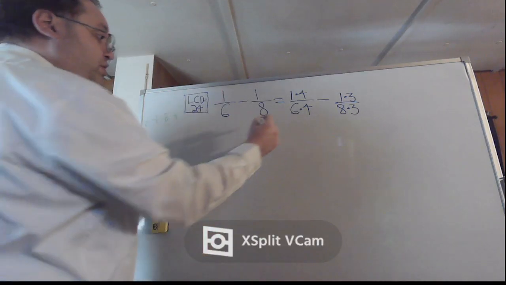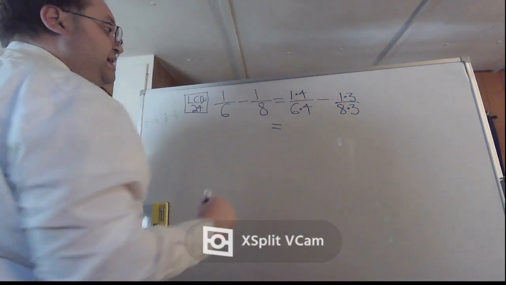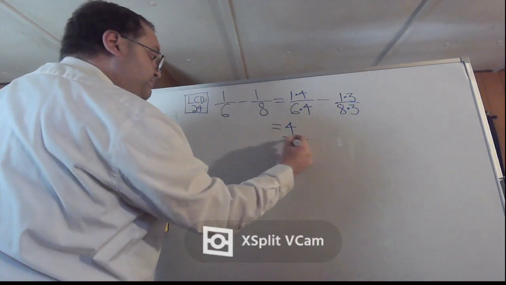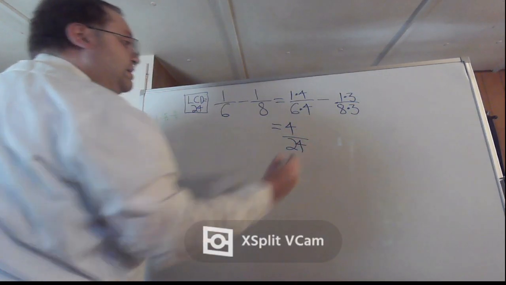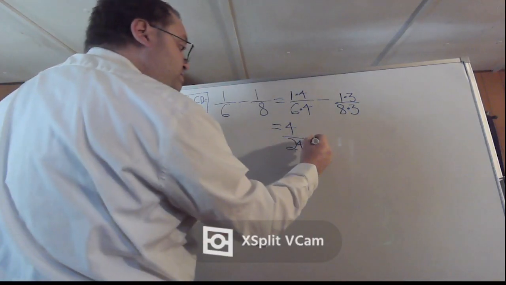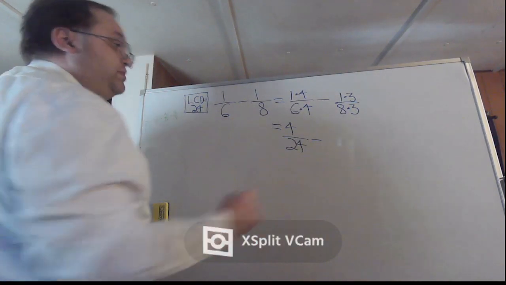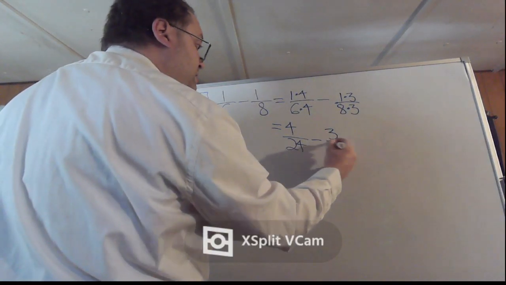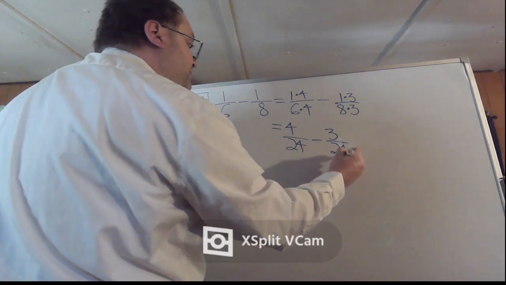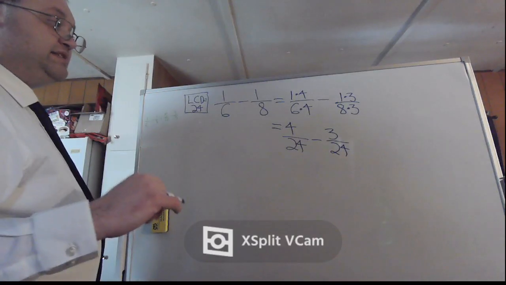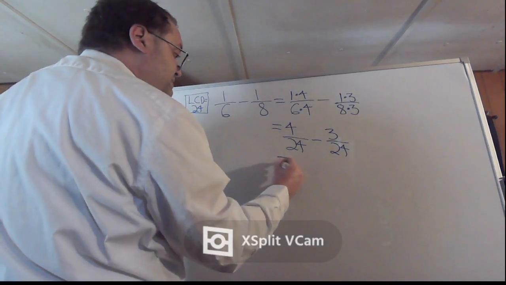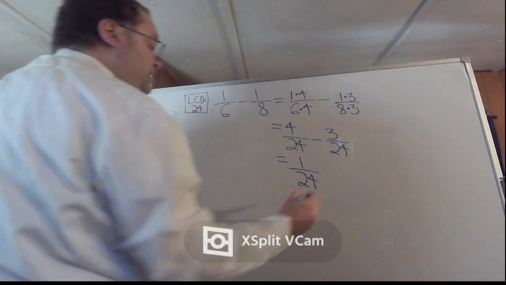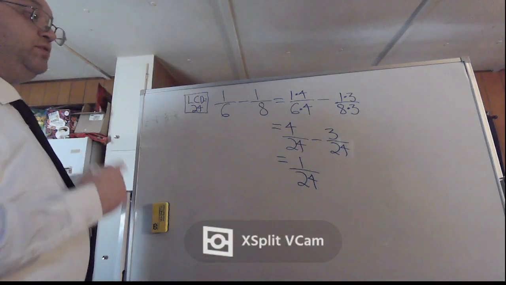Now you're going to work through all your multiplication. What is 1 times 4? Well, that's 4. 6 times 4 is 24. And then you'll have minus, what is 1 times 3? 3. What is 8 times 3? 24. Now that you have the same denominator, you can go ahead and subtract. So 4 minus 3 is 1. The denominator stays the same. Your answer will be 1/24.